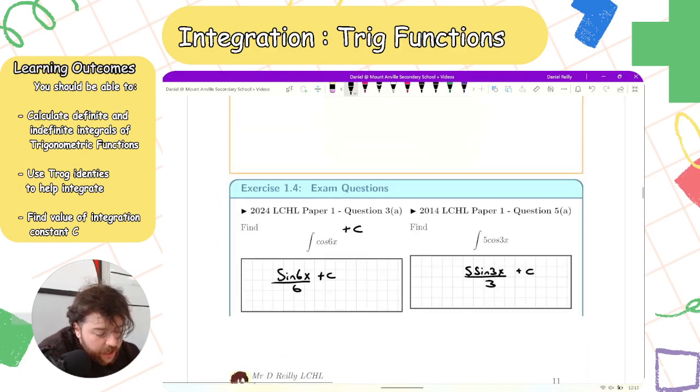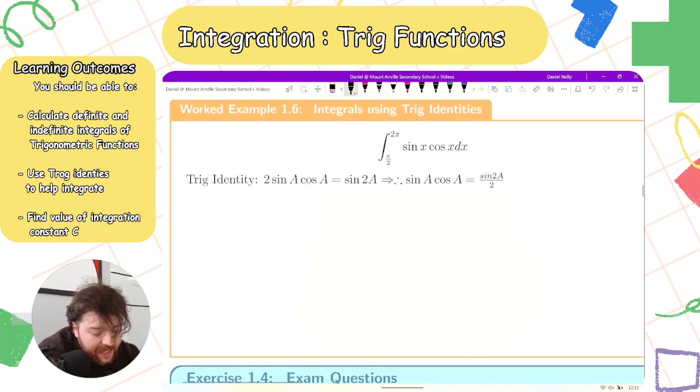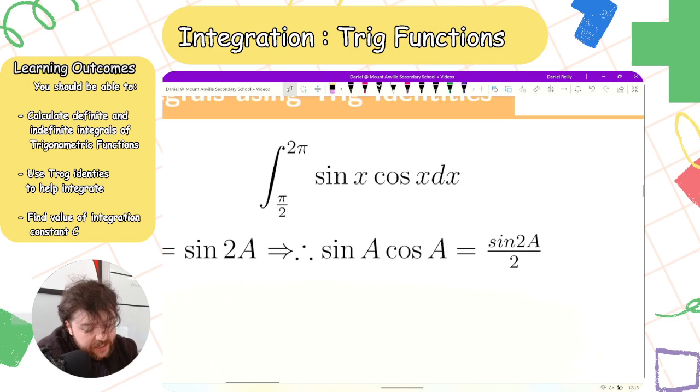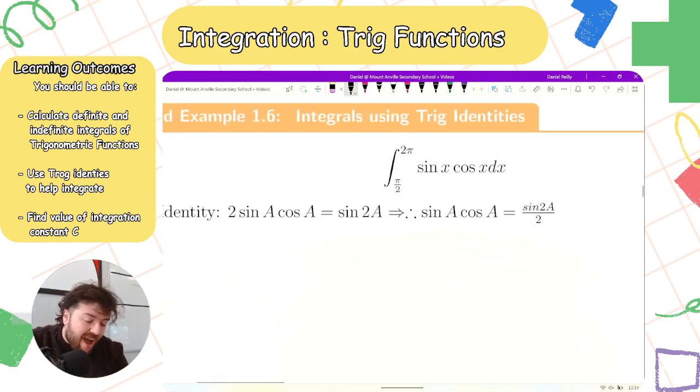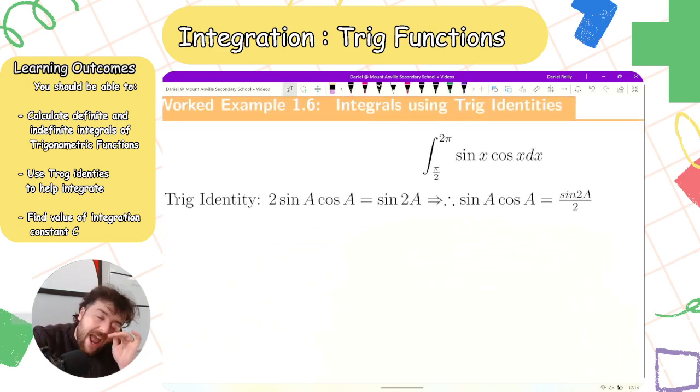Now, the trickier ones we can get are where we have to use trig identities to help us. I'm looking at this one here. I'm integrating sine x times cosine x between 2 pi and pi over 2. The problem is, we do not have a product or quotient rule in integration in Leaving Cert, so we need to look at my trig identities and see if any of them help.